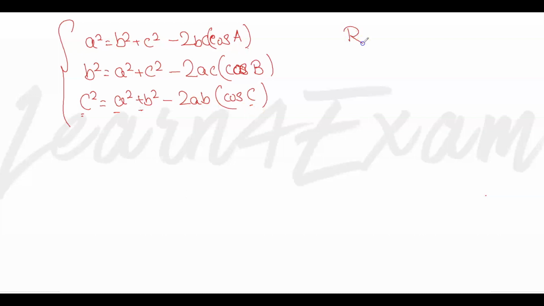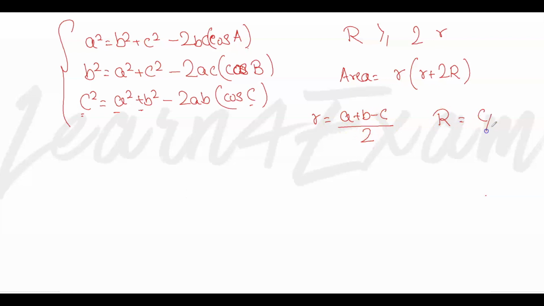Now we know that capital R is the circumradius of a triangle and small r is the inradius of the triangle. The circumradius of a triangle is always greater than or equal to twice the inradius, and the area of the triangle can also be calculated using the formula r into (r plus 2R). Now for a right angle triangle, the value of small r is equal to (a plus b minus c) by 2, where c is the hypotenuse, and the value of capital R is c by 2, where c is the hypotenuse. So what are the formulas that are important?